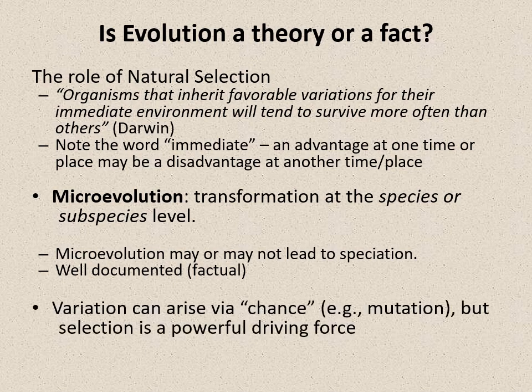Variation that we talk about here can arise by chance. It's a mutation, okay? But selection is a very powerful driving force. So whether it's sexual selection or natural selection or even just specific breeding like we do with our dogs and cats and horses and plants and so on, all of these are the types of variation that we're referring to.